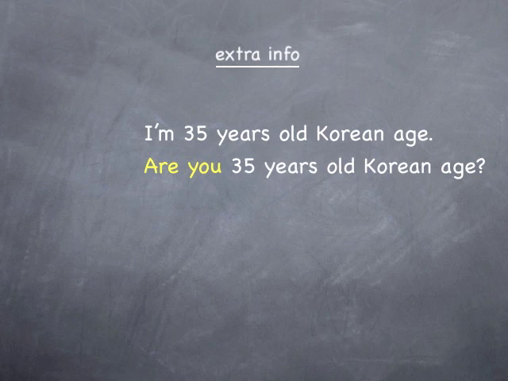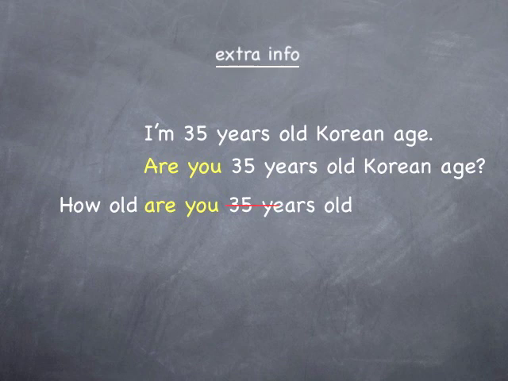Again, the information we're asking about is the person's age. So we first say, how old? And then we have our 질문말, are you? Now, we've taken 35 years old out of the question because that's what we're asking about. But you can see that we still have this left over, Korean age. And that's fine. We can just put that on the end.